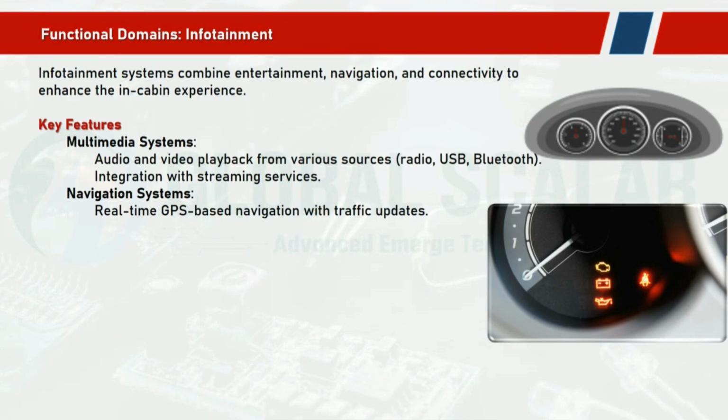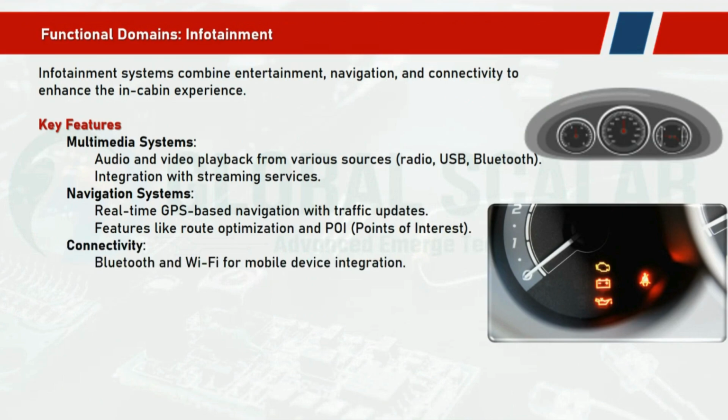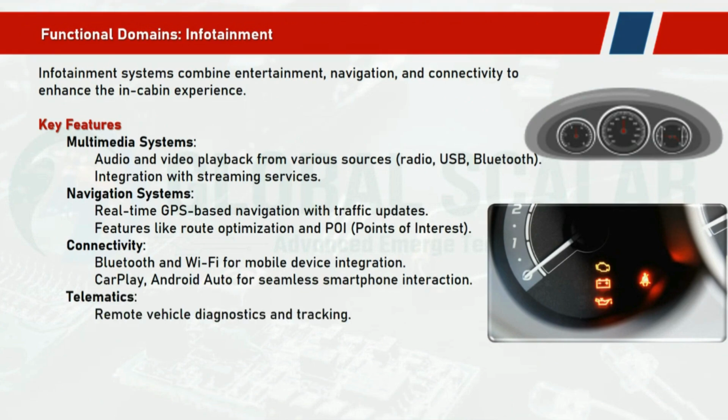Navigation system: it covers real-time GPS-based navigation with traffic updates, and features like route optimization and POI, point of interest. Connectivity: Bluetooth and Wi-Fi for mobile device integration. CarPlay and Android Auto for seamless smartphone interaction. Telematics: it covers remote vehicle diagnostics and tracking, and over-the-air updates for software upgrades.